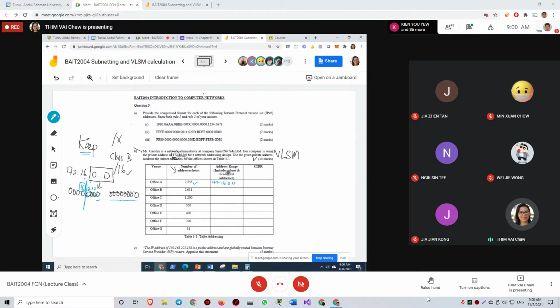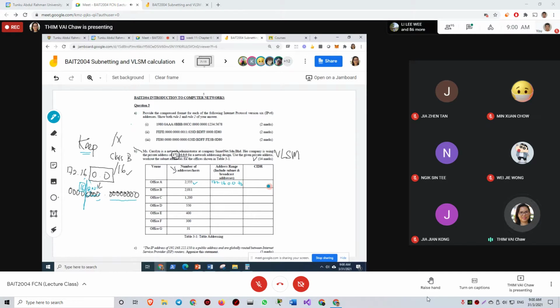You must clearly understand the address range here. He's not asking about the usable host address range. He mentioned address range, which includes the subnet address and also the broadcast address. So that's why I will have this number 2.